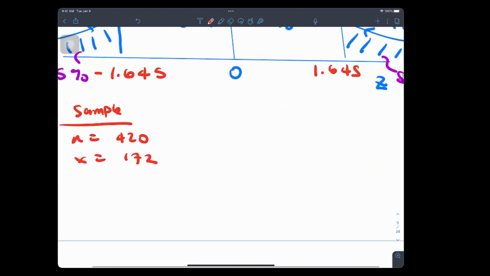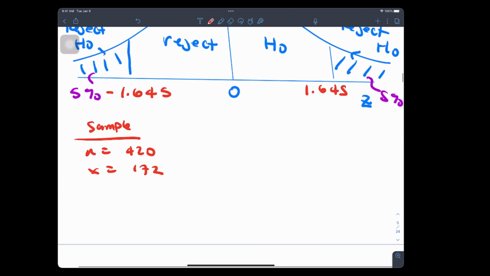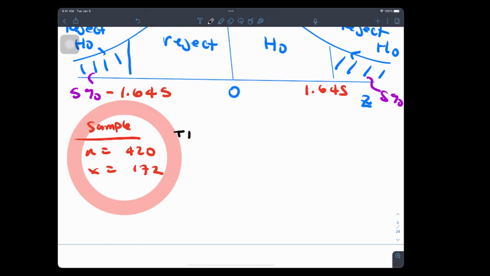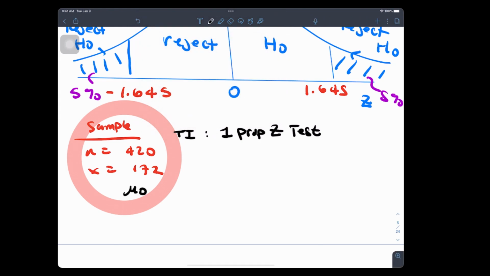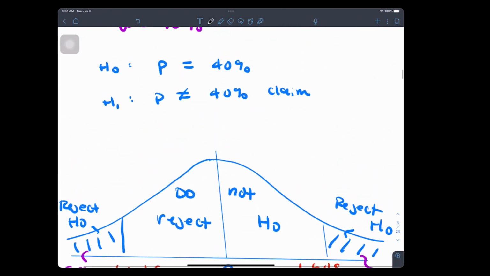Okay. All right, ladies and gentlemen, what comes next? What do you guys remember? This information you're going to use in the TI. What are you going to use? One proportion Z-test. Don't forget, I think we need a mu naught. Is that true? Mu naught is always going to be the proportion in the null hypothesis. Sorry, P naught, 40%.